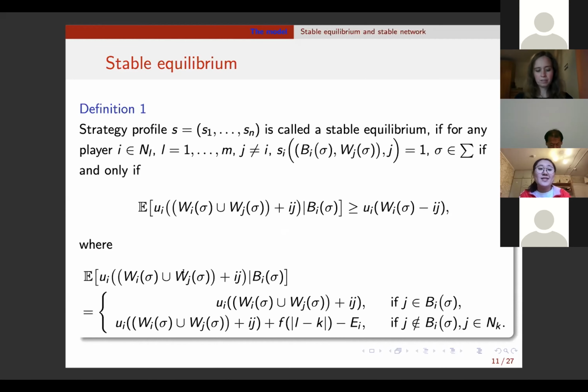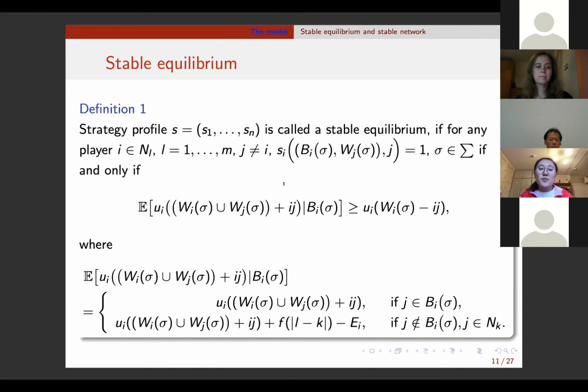Now let's see the definition. A strategy profile s is called a stable equilibrium if for any player i, the action of player i is 1 under the strategy if and only if the following inequality holds. The left hand side of the inequality is the expected payoff, the expected utility of player i, if he adds the link or keeps his link. And the right hand side is the expected utility of player i if he deletes the link or does not form the link.